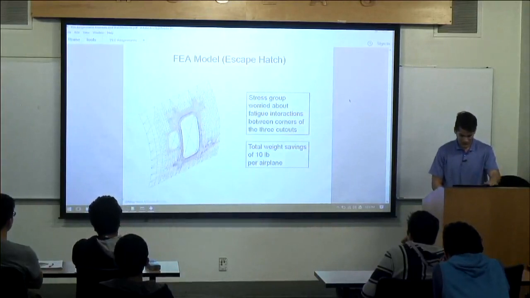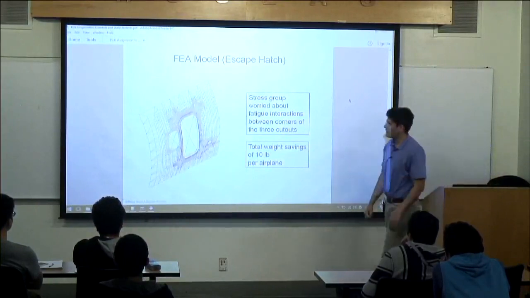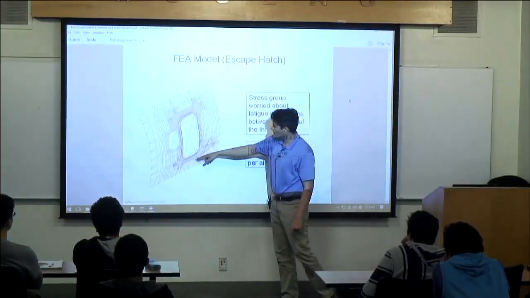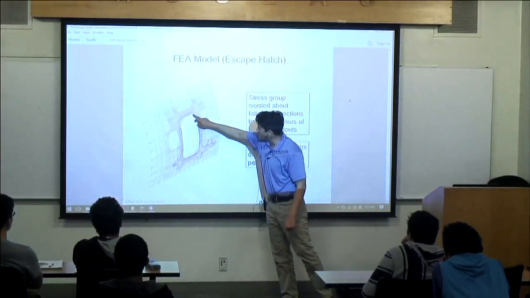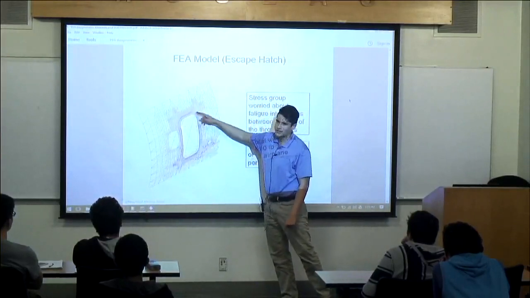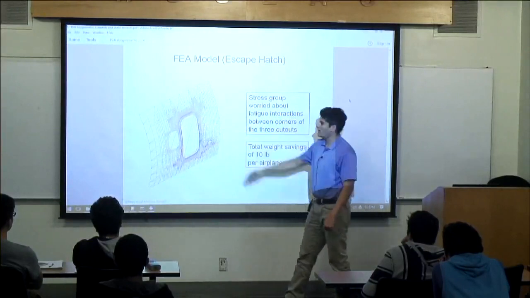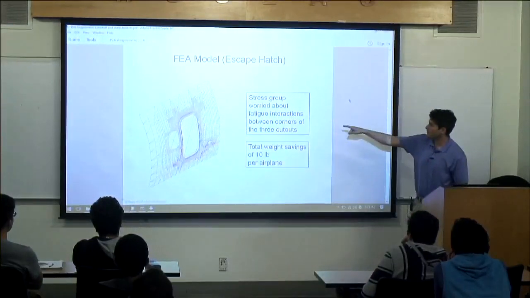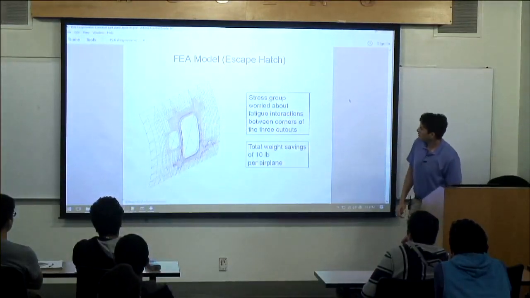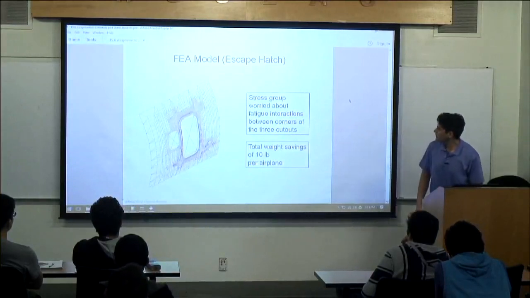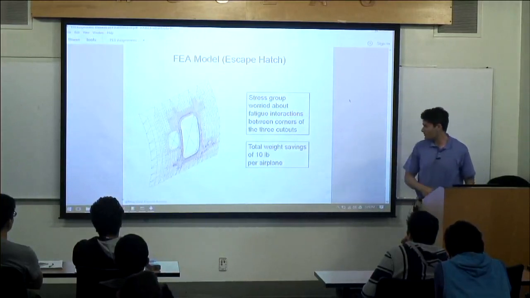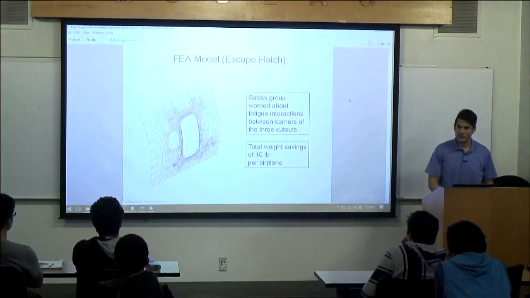Here's an example of a really fine mesh plate element model. So I guess they're looking to read off the KTs. If you've heard of KTs, stress concentrations around cutouts. It's particularly fatigue, what these desks are worried about. There you go. So they save 10 pounds per airplane, which translates to dollars.